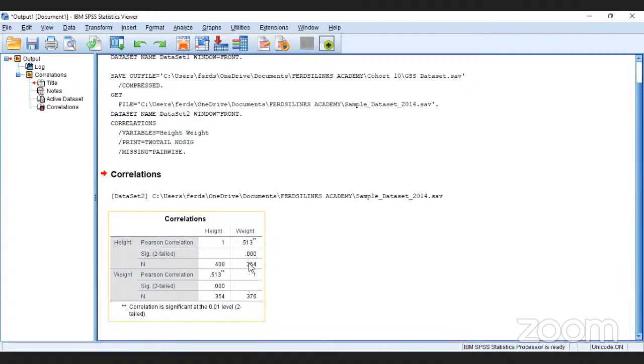So we have our output. Who can interpret the output for us? We cannot.